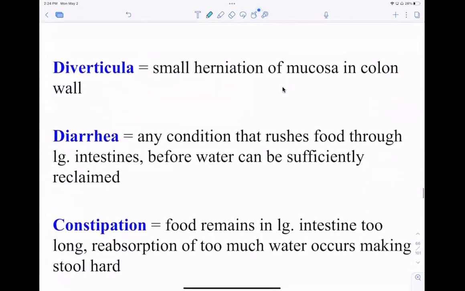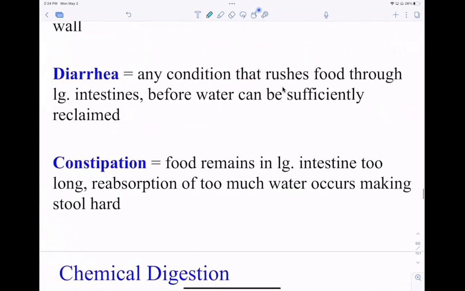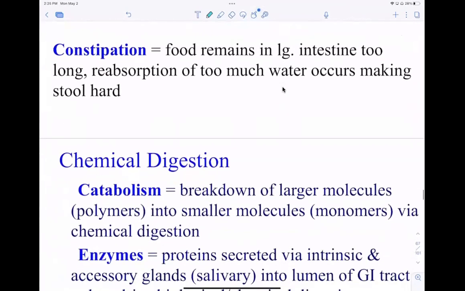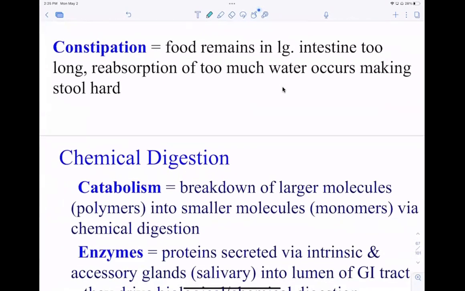A diverticula is a small outpouching of the colon wall, a herniation. So instead of it being like this, it's like that. It just gets stretched out. Diarrhea, by the way, is any condition where nutrients are not being absorbed, and so water stays with the non-absorbed nutrients. Constipation would be anything where you have too much water absorbed because all of the nutrients went into your bloodstream, and so there's very little remains, and so it stays compacted and doesn't move very much.